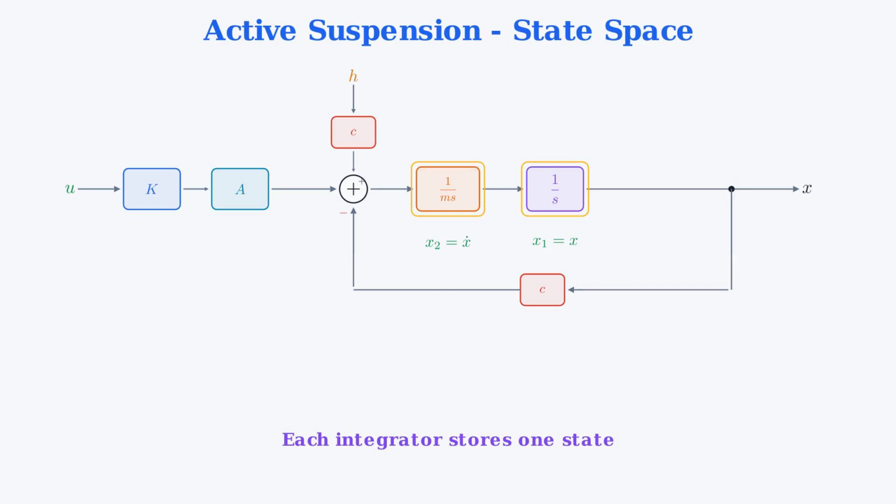The input is u, the voltage. The disturbance is w, equal to h, the road bumpiness. The output is y, equal to x, which is state 1.